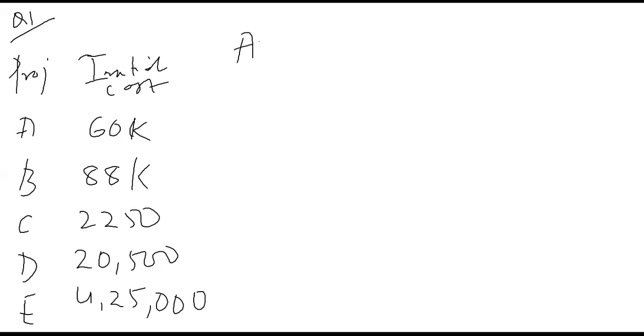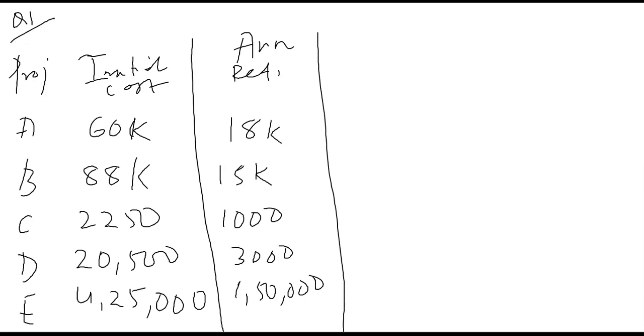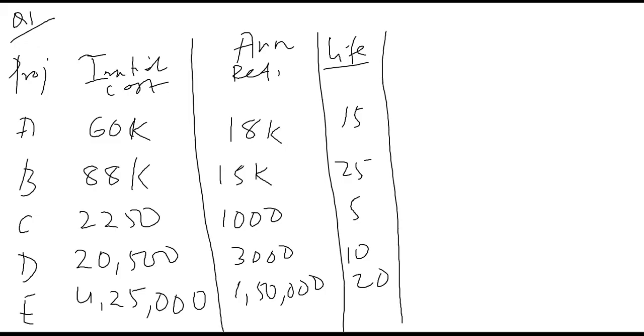Then the annuity returns from each project are given. First is 18,000, then 15, then 1,000, 3,000, and the last one is 1,50,000. Then the evaluation period or the life of the project is given. First you are going to make evaluation for 15 years, 25 years, 5 years, 10 years, 20 years. So let us start. Each one is a separate question. When you are computing project A, it has no link with project B.